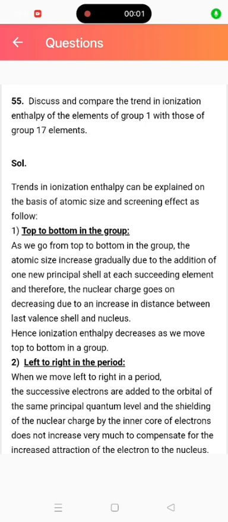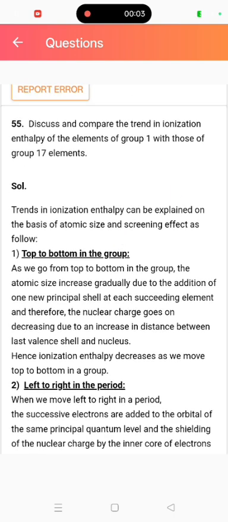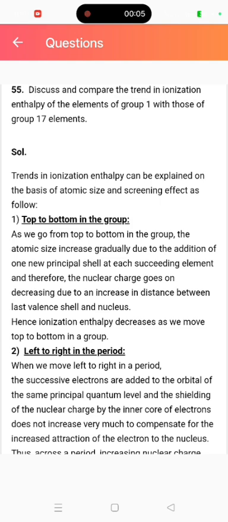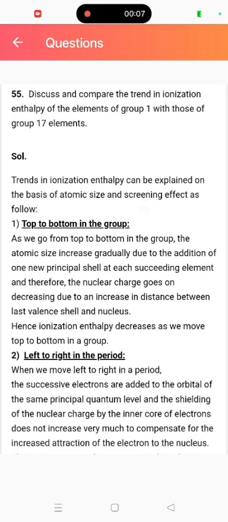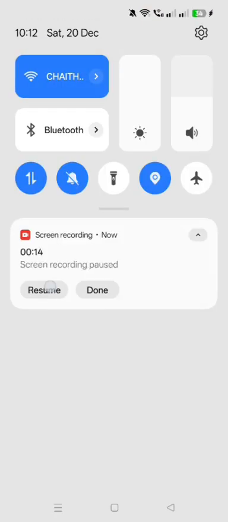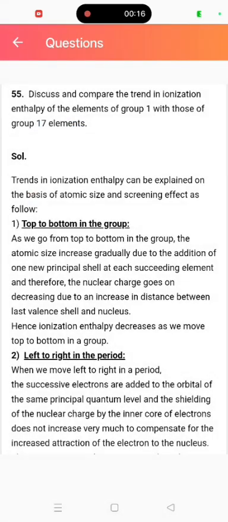Now some questions from the third lesson. Discuss and compare the trend in ionization enthalpy of elements of group 1 with those of group 17 elements. So trends in ionization enthalpy can be explained on the basis of the atomic size and screening effect.